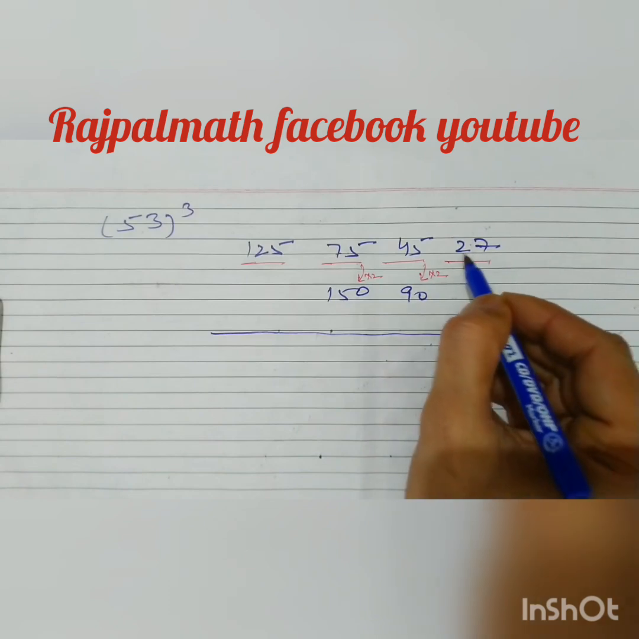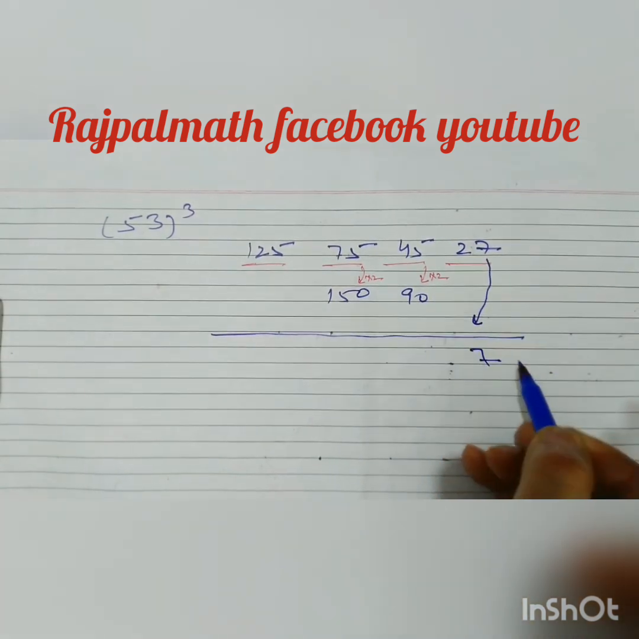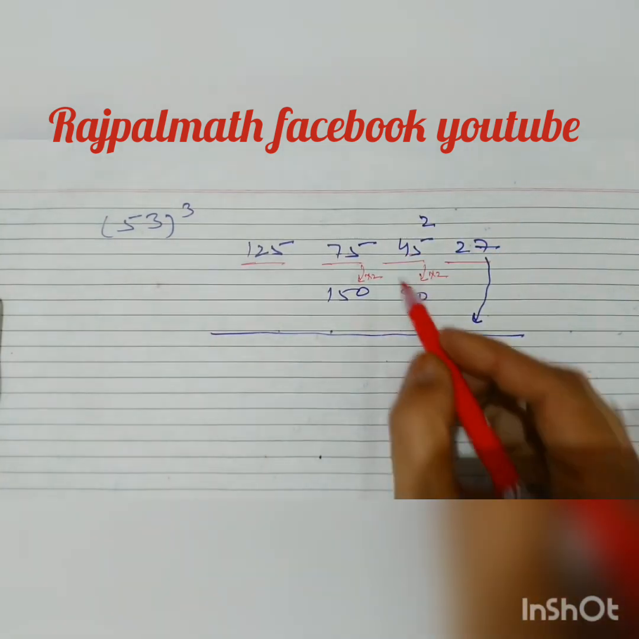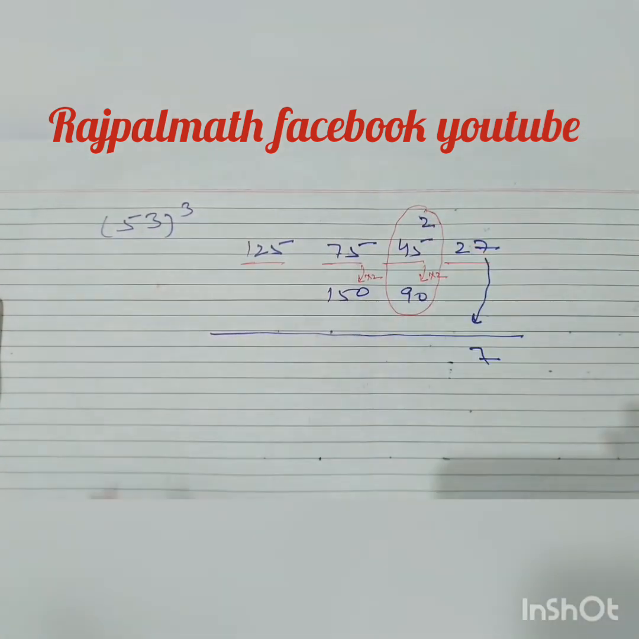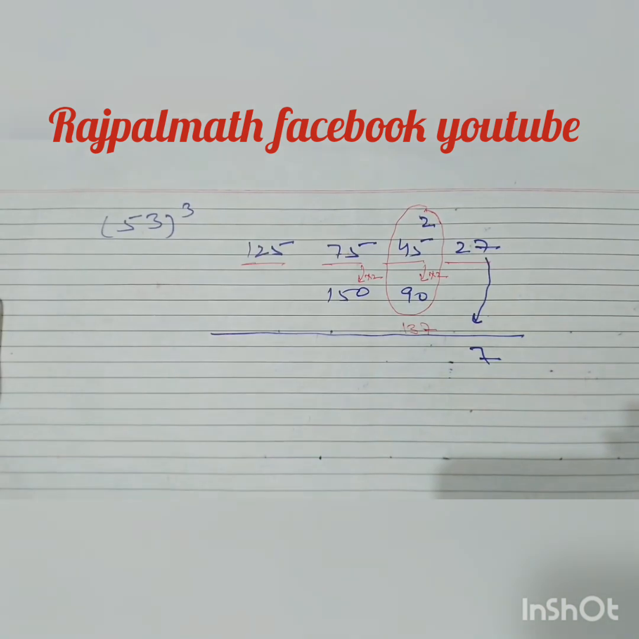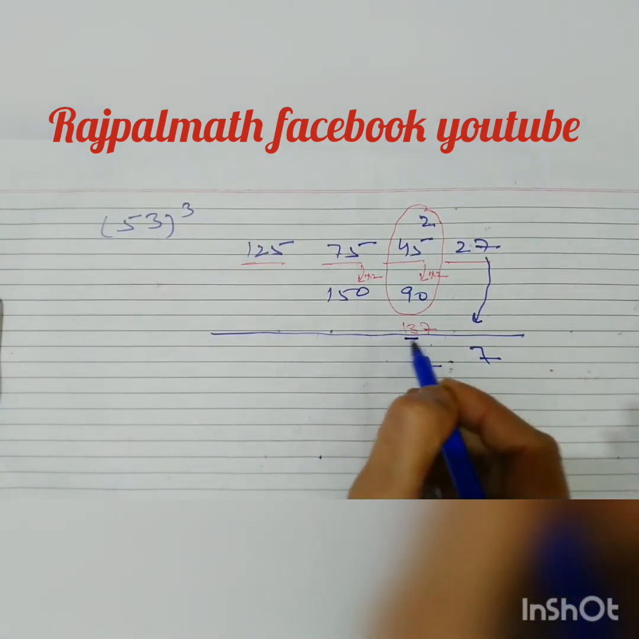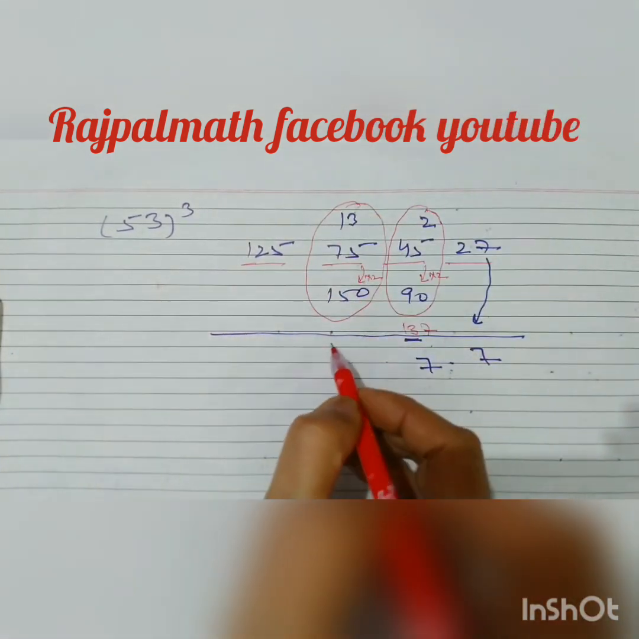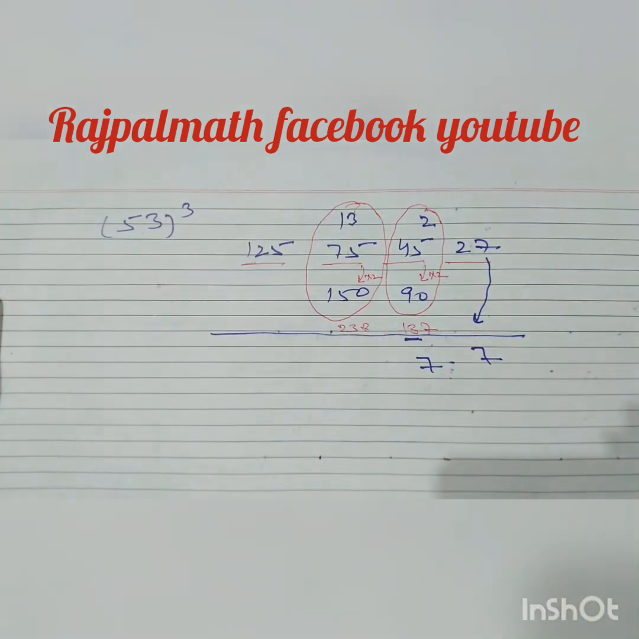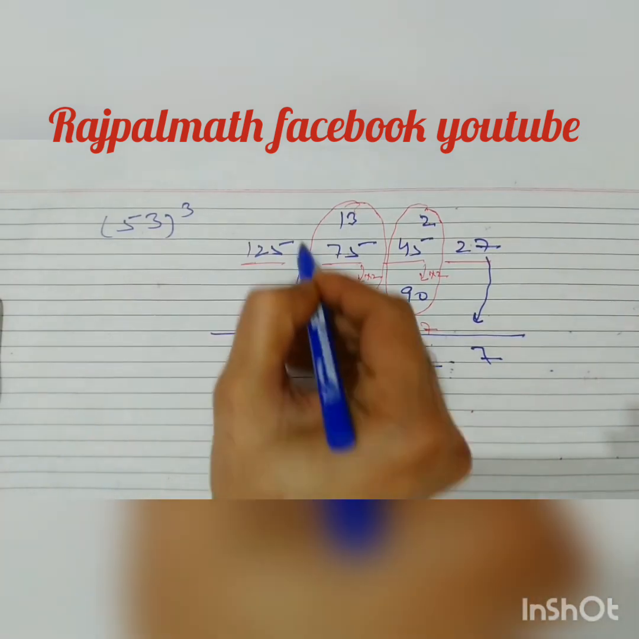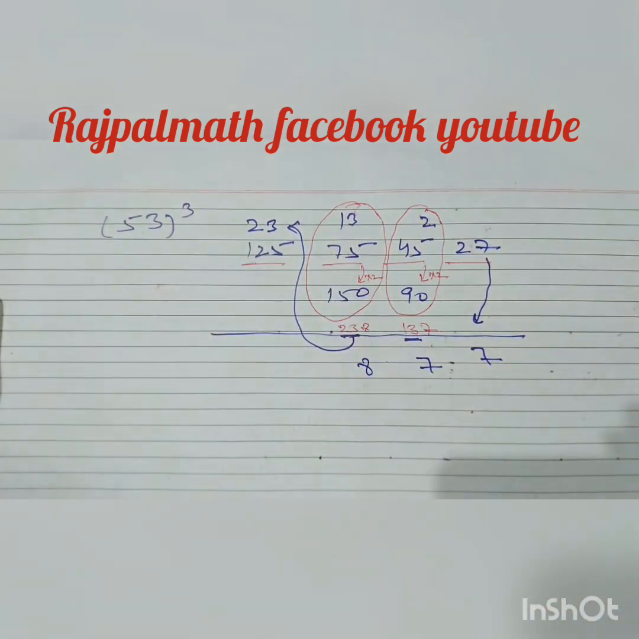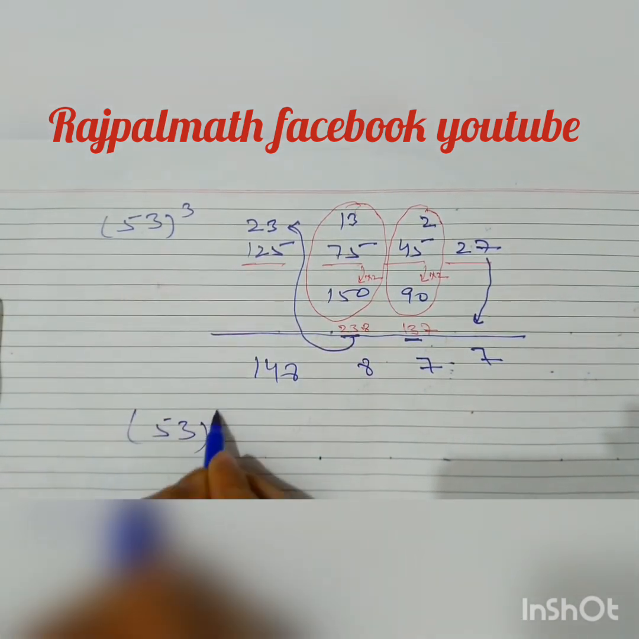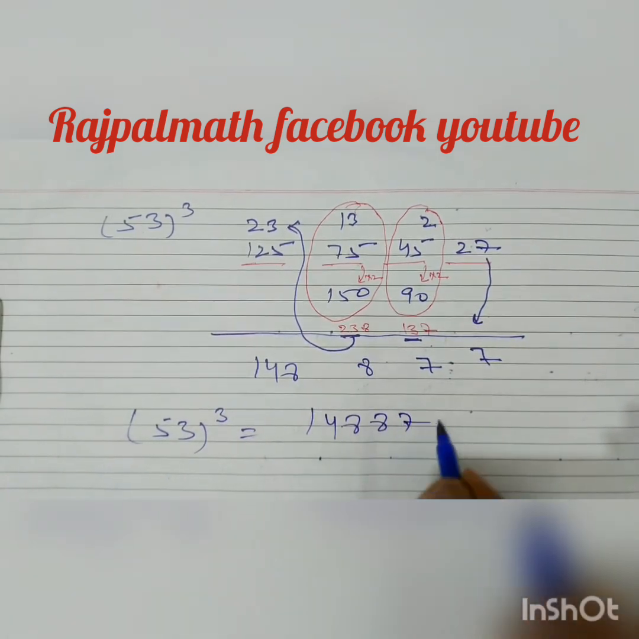Now write the unit place. 27, write 7 over here and 2 carry forward. Now 90 plus 45 plus 2 is 137. Write 7 over here and 13 carry forward. Now 13 plus 75 plus 150 is 238. Write 8 over here and 23 carry forward. Now 23 plus 125 is 148. So cube of 53 is 148877.